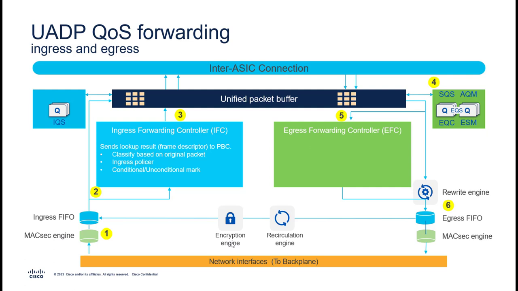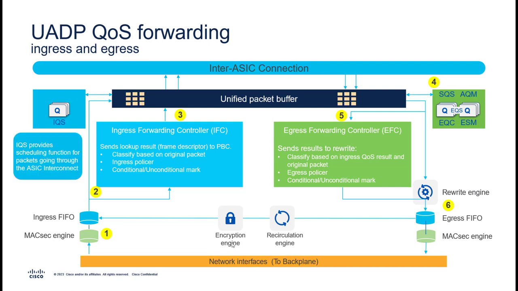So looking at the operations that we can perform depending upon the block, on the ingress forwarding controller, we can do classification, we can do policing, and we can do marking. And on the egress forwarding controller, we can do classification, policing, as well as marking. So here, on the right side, we have the EQS block. This block is responsible for queuing and for scheduling the packets. We also noticed that we have not spoken about a block to the left, which is the IQS block.